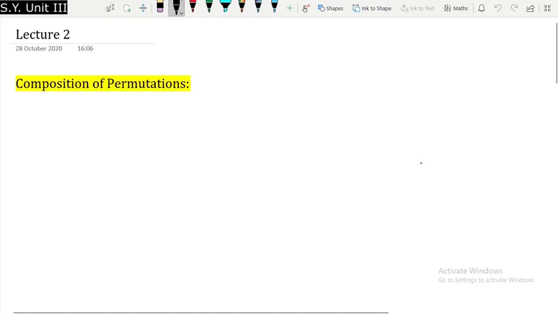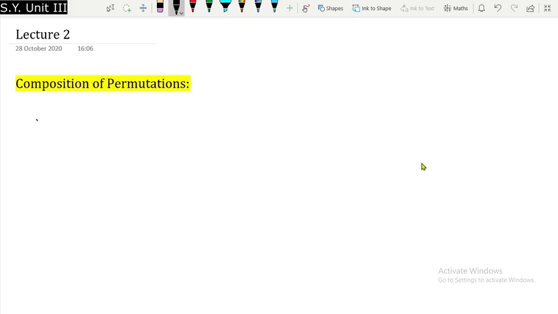Hello my dear students. Today we are going to see composition of permutation. Last time we have seen what permutation is, how to write permutation in cyclic form. Now today we are going to see how to do composition of permutations. So the idea is simple.